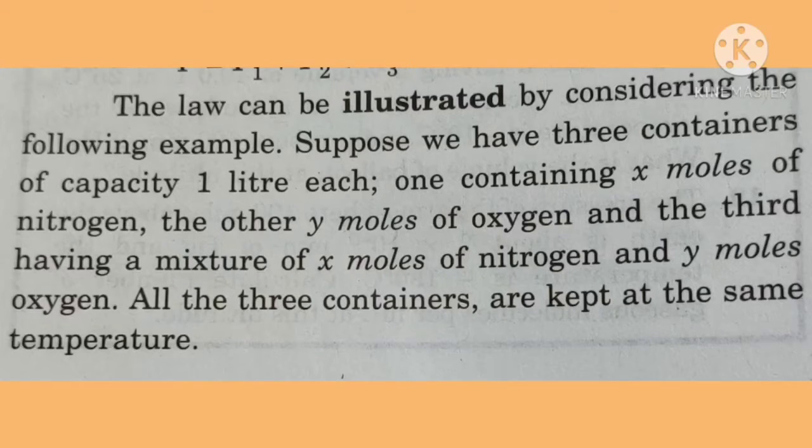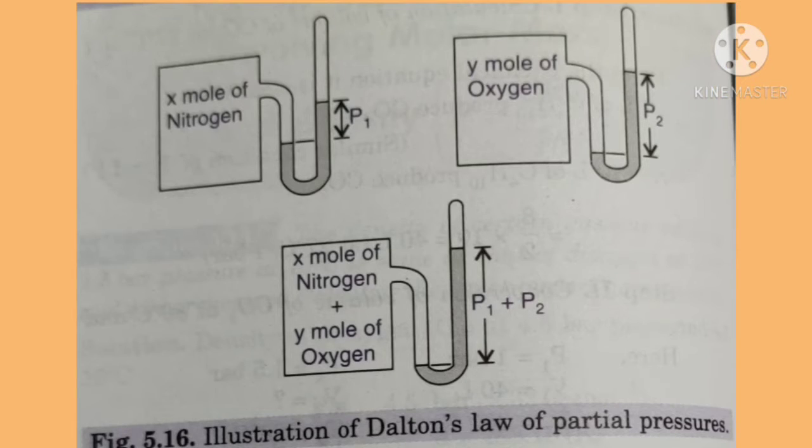Suppose we have three containers of capacity 1 liter each, one containing X moles of nitrogen, the other Y moles of oxygen, and the third having a mixture of X moles of nitrogen and Y moles of oxygen. All the three containers are kept at the same temperature. That you can see in the diagram.